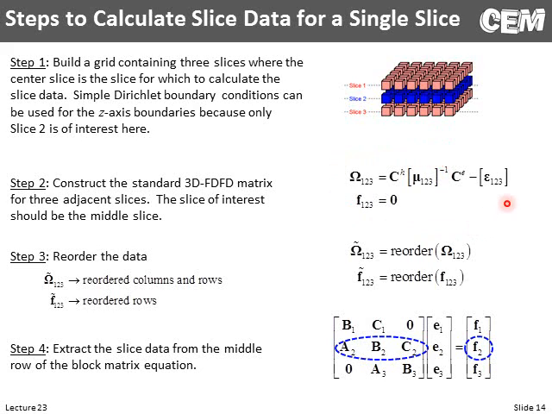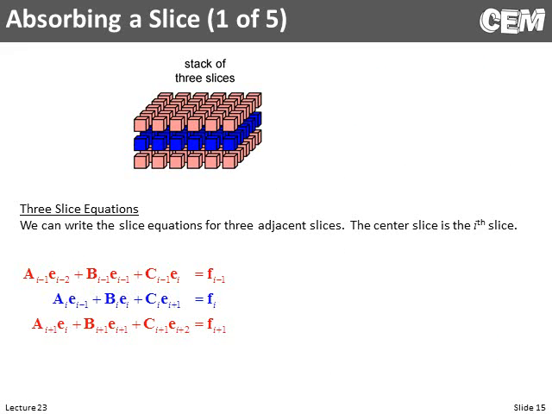And we construct the standard finite difference frequency domain wave matrix and potentially a source. Then we reorder those. And after we reorder, that gives us our wave matrix and the entire matrix equation, this Bloch tridiagonal form. Well, we can read from that center block row all of our slice data, A, B, C, and F. And we can pull those off and discard everything else that was associated with this. So now we know how to calculate the data for a slice.